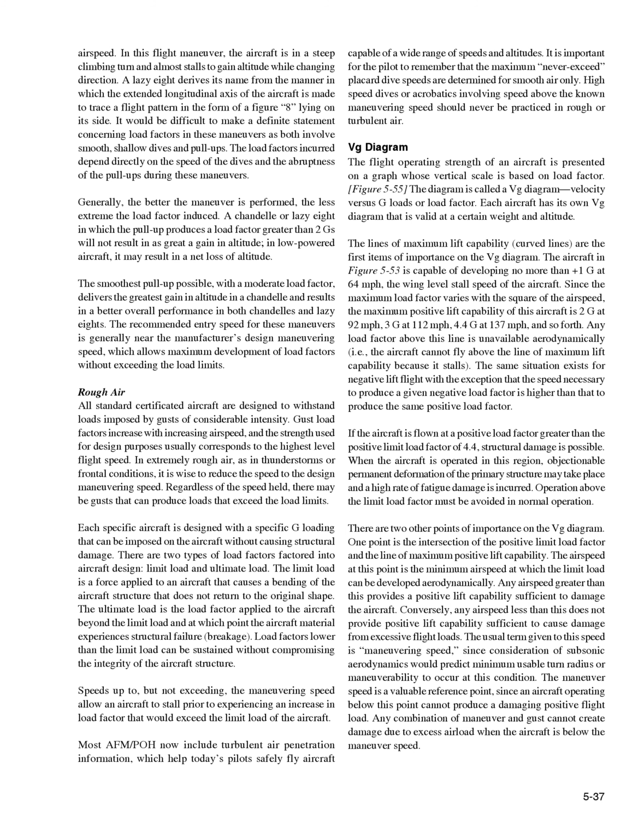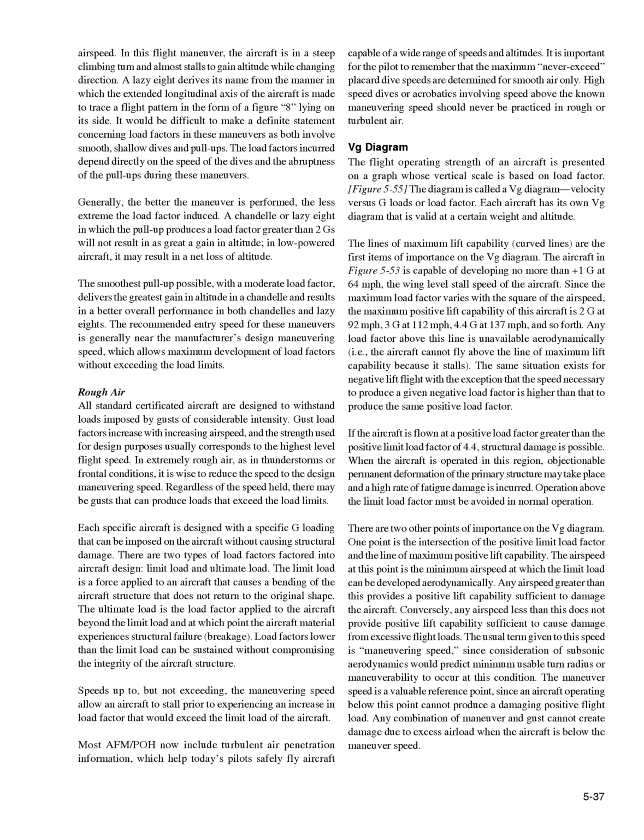VG diagram: the flight operating strength of an aircraft is presented on a graph whose vertical scale is based on load factor. In Figure 5-5, the diagram is called a VG diagram, velocity versus G loads or load factor. Each aircraft has its own VG diagram that is valid at a certain weight and altitude. The lines of maximum lift capability, the curved lines, are the first items of importance on the VG diagram. The aircraft in Figure 5-3 is capable of developing no more than +1 G at 64 miles per hour, the wings-level stall speed of the aircraft.